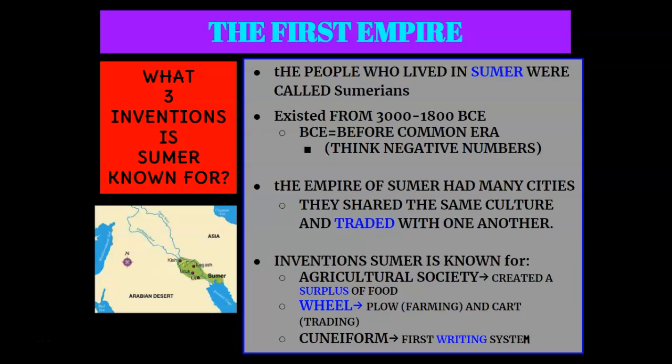Sumer also had the wheel. This is extremely important because they are able to use the plow for farming and carts for trading. And it was really important to be able to trade between cities, but also they do begin to trade between empires. And the last invention that is probably the most important is called cuneiform.